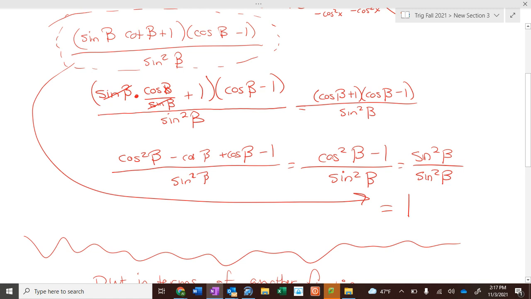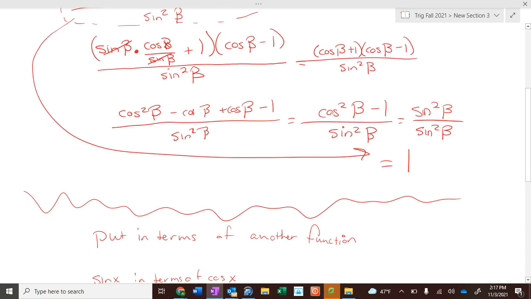Now, will that happen every time? No! Not everything cancels to be 1. Okay? It's just fairly frequent in trig. Okay, so that's the first 6 problems of your assignment will look like that.